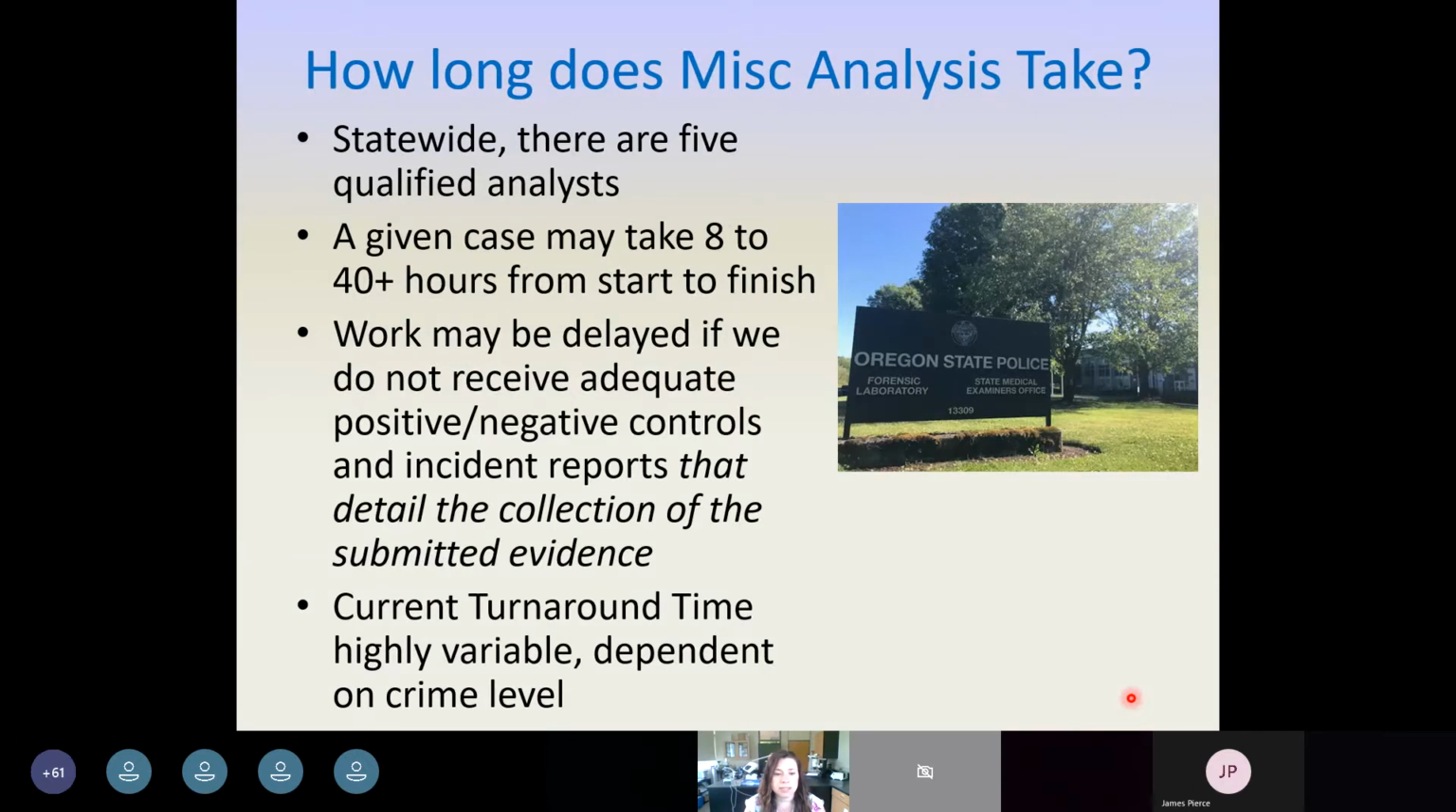And the time will be delayed if we don't get proper reports about how things were collected, or if we need a positive or negative control and that has not been provided. Honestly, the turnaround time is really dependent. However, like most things in the laboratory, it is going to depend on the crime level. We do prioritize people crimes and things that are of a safety concern.